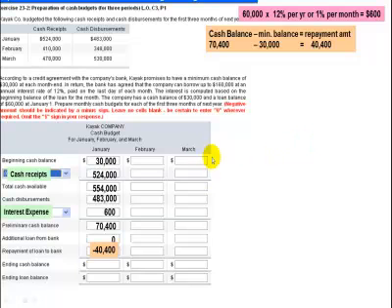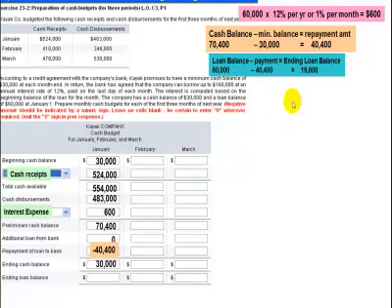Remember, we had a $60,000 loan there, so we can repay that much, $40,400. Our ending cash balance will be right there at the minimum, which is $30,000, and our ending loan balance will be the $60,000 loan we had minus what we paid back, or $19,600. So now we're finished with January.